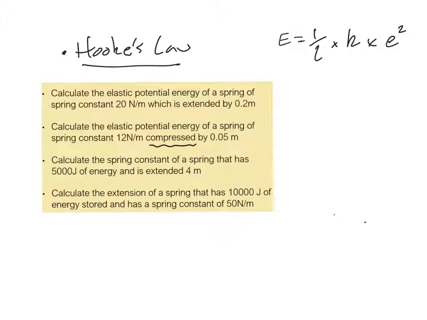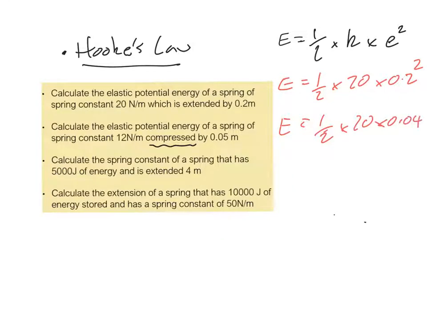So let's now substitute the numbers in. The elastic potential energy we don't have, so rewrite E. Half is a constant, it's just always there. 20 is the spring constant and the extension is 0.2. Don't forget the squared. First job is to do the squared bit when we're simplifying. So it is E equals half times 20 times 0.04. That is what 0.2 squared is.